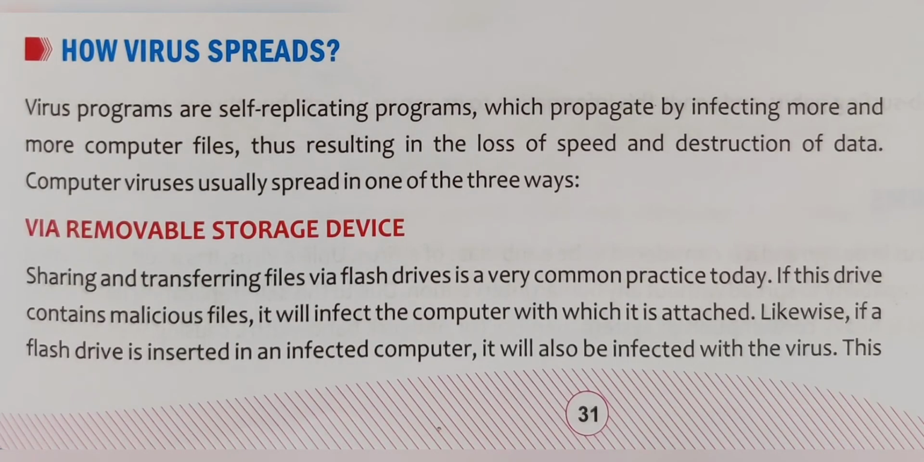Now, how does a virus spread? Virus programs are self-replicating programs which propagate by infecting more and more computer files, thus resulting in loss of speed and destruction of data. So we can lose our speed and also lose the data. Computer viruses usually spread in one of three ways. First, via removable storage devices.